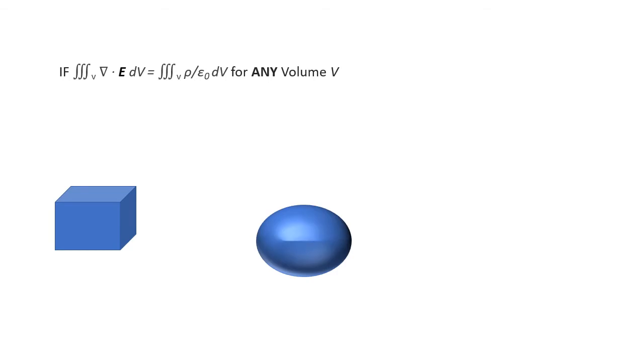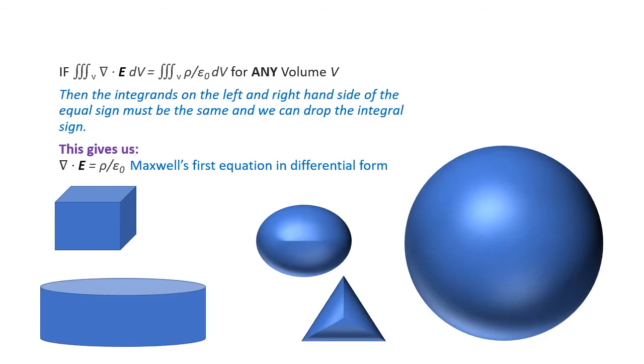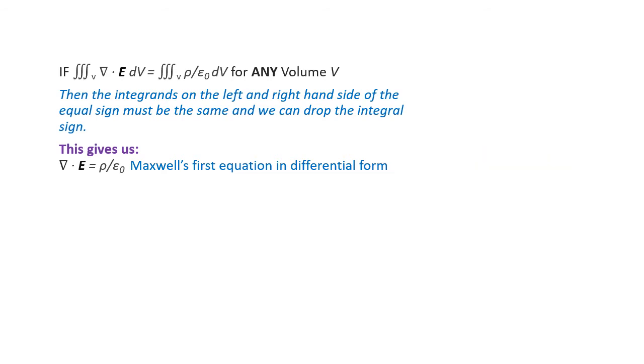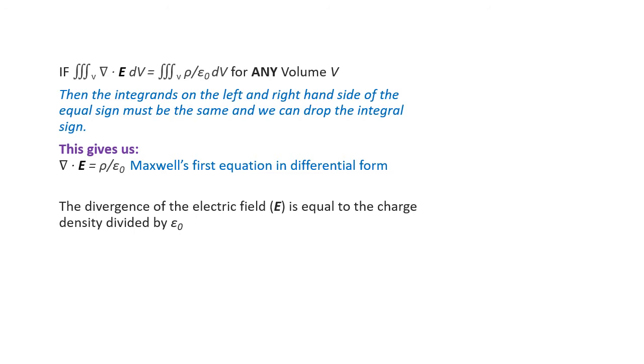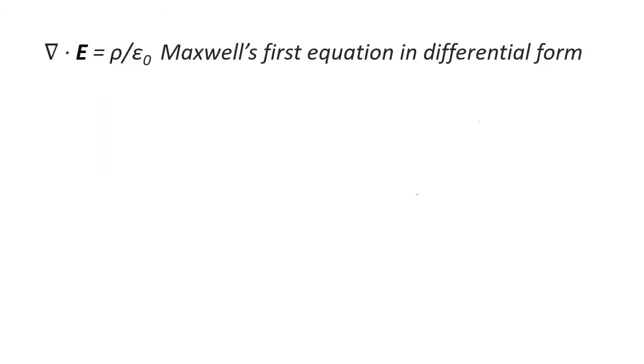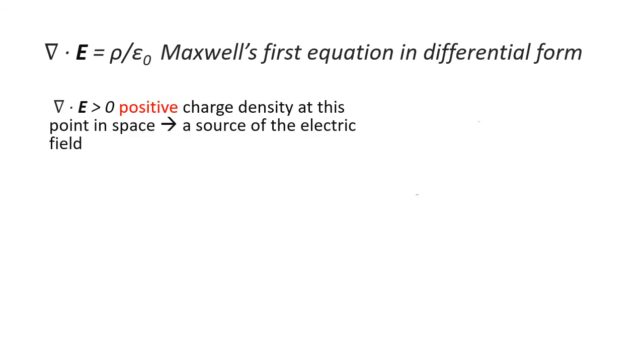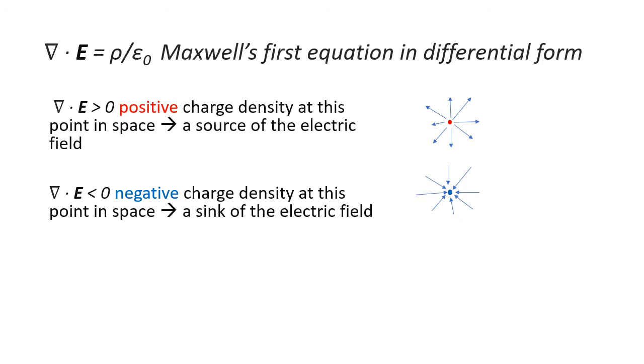Now, if the right-hand side and left-hand side are equal for any volume V, regardless of its size or shape, then we can drop the integral sign. And we have then Maxwell's first equation in differential form, which is the divergence of the electric field is equal to the charge density divided by epsilon naught. So Maxwell's first law in differential form tells us if the divergence is positive, we have a positive charge density at this point in space. We have a source of the electric field. If the divergence is negative, then we have a sink of the electric field.